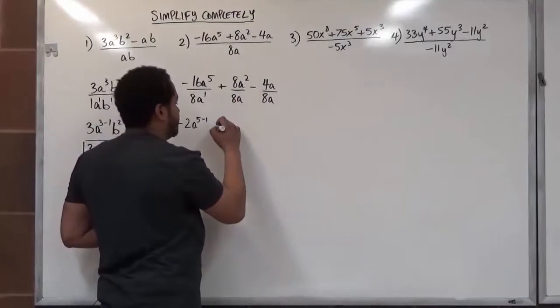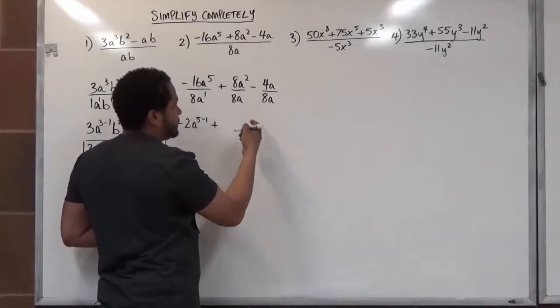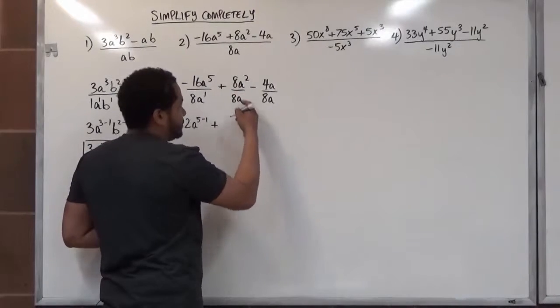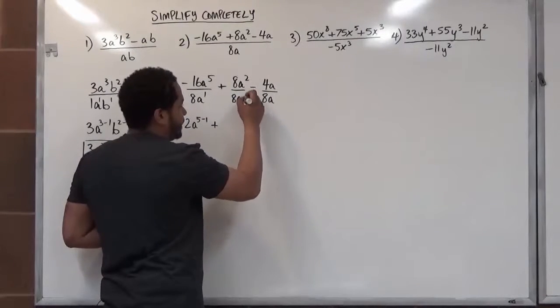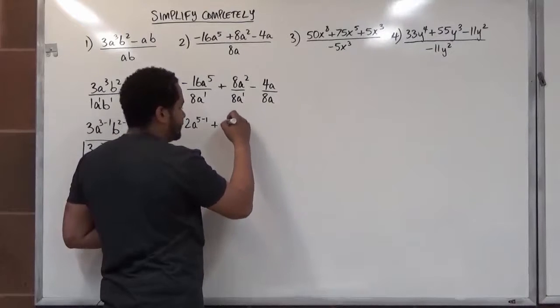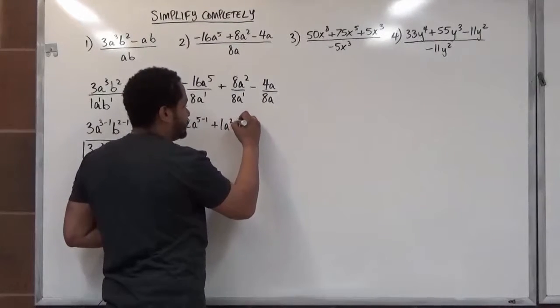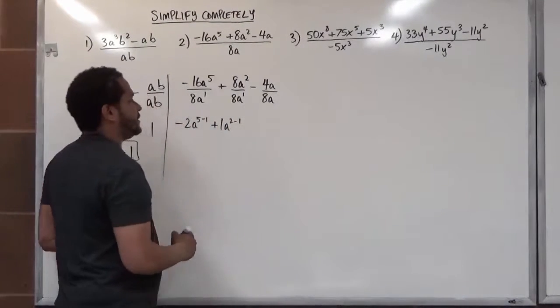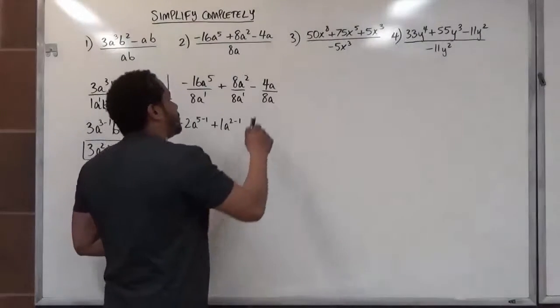Here we have a positive divided by a positive, which is positive. 8 divided by 8 is 1. A squared divided by a to the first just leaves us with a to the 2 minus 1. And finally, we're here at negative 4.